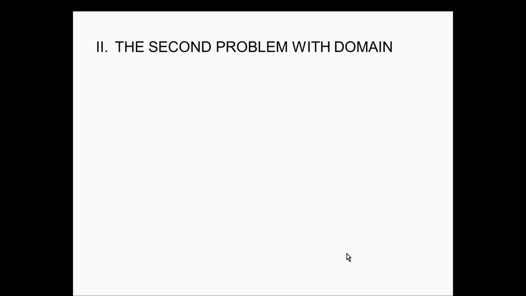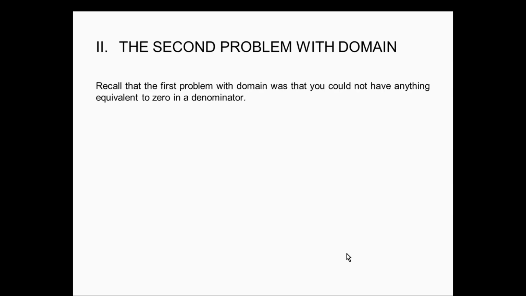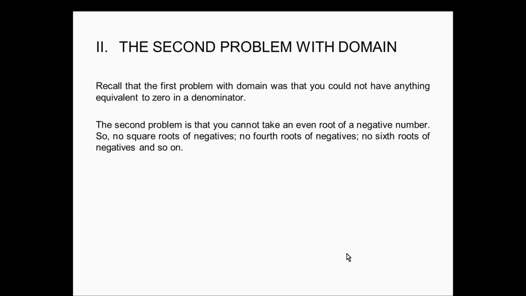Okay, the second problem with domain. Back when we first talked about domain with functions, we said we would encounter the second problem in section 1.6. We are in section 1.6. So recall that the first problem with domain was that you could not have anything equivalent to 0 in a denominator. So you set the denominator equal to 0 and solve. So the second problem is that you cannot take an even root of a negative number. So no square roots of negatives, no fourth roots of negatives, no sixth roots of negatives, and so on. It's okay to take an odd root of a negative, but no even roots of negatives.